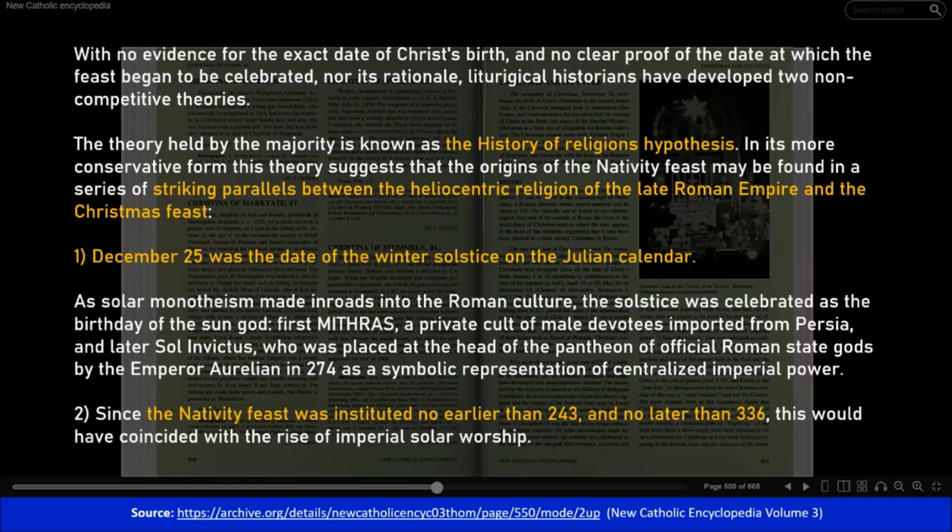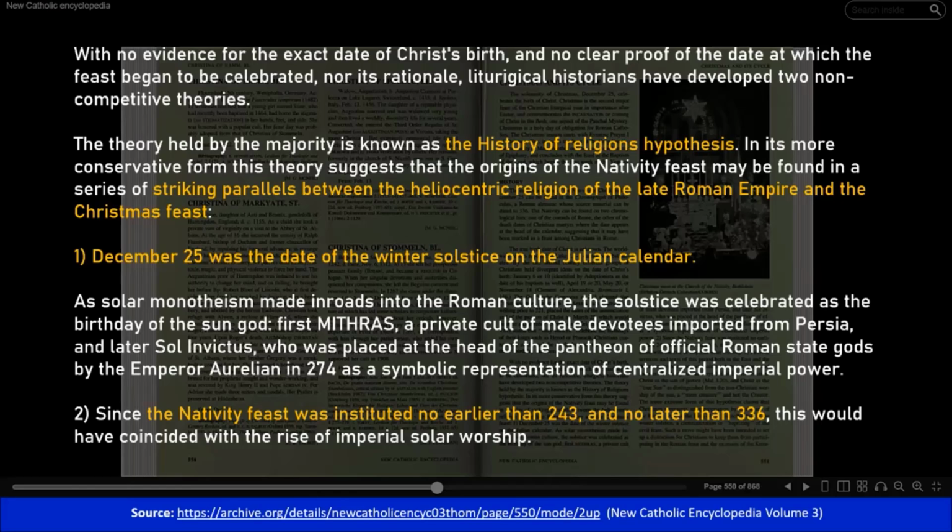It continues and says, with no evidence for the exact date of Christ's birth and no clear proof of the date at which the feast began to be celebrated, nor its rationale, liturgical historians have developed two non-competitive theories. The theory held by the majority is known as the history of religions hypothesis. In its more conservative form, this theory suggests that the origins of the Nativity feast may be found in a series of striking parallels between the heliocentric religion of the late Roman Empire and the Christmas feast.